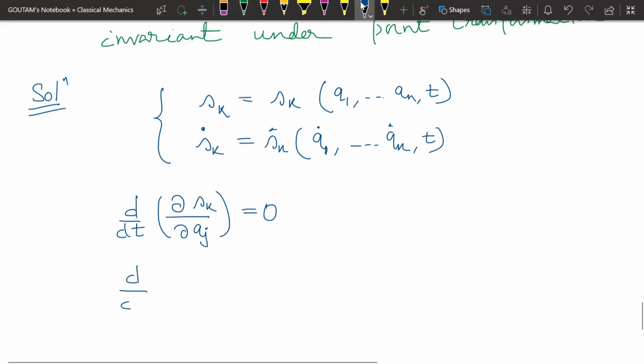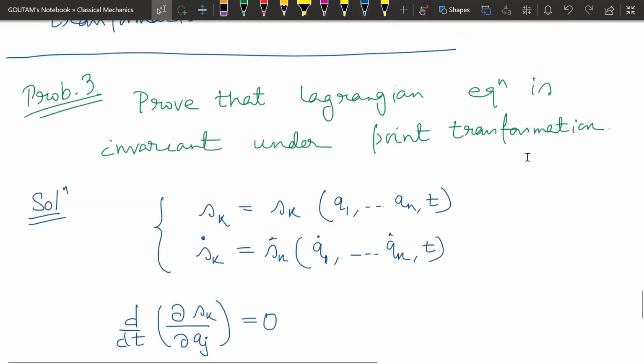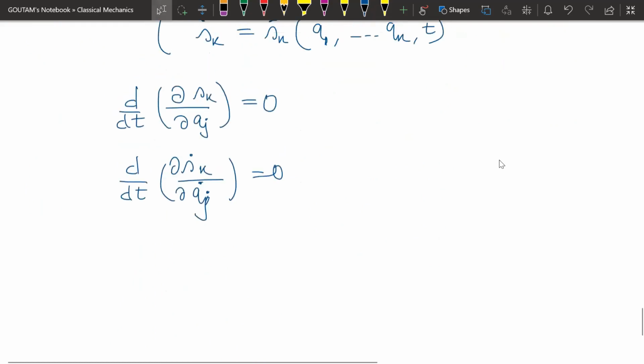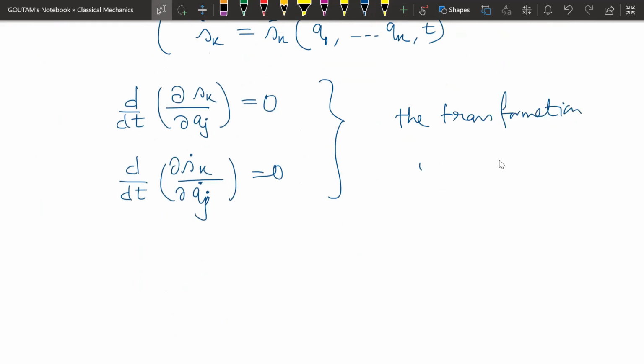Similarly, ddt of del sk dot del qj dot equals 0 also, because this sk dot, which depends on q1 dot dot dot qn dot comma t, is also a linear transformation. So these two hold because the transformation is linear. The point transformation is linear.